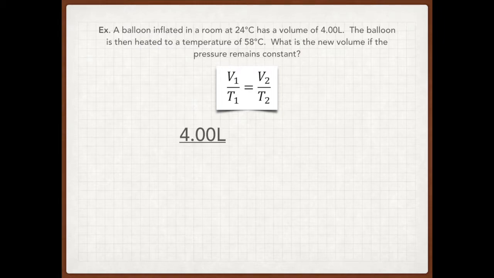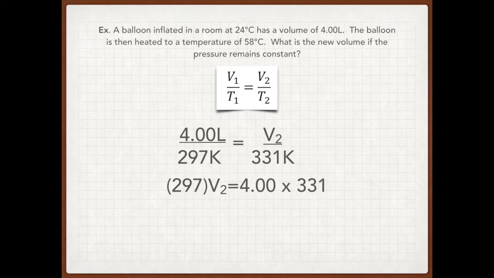Okay, so I'm going to put 4.00 liters on top, 24, which is my T1, plus 273 gives me 297. That equals my V2, which is, I don't know, so I'm going to put V2 right there, over T2. Well, I need to take 58 degrees, and I need to add 273 to that, so you would get 331. Okay? Now I need to cross multiply. So what I'm going to do is I'm going to take my 297, multiply that by V2, and then I'm going to set that equal to 4.00 times 331. Okay, so I've got that there.